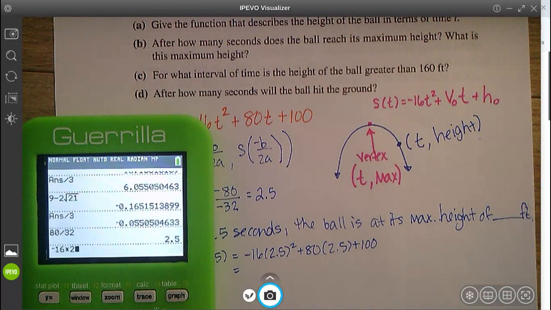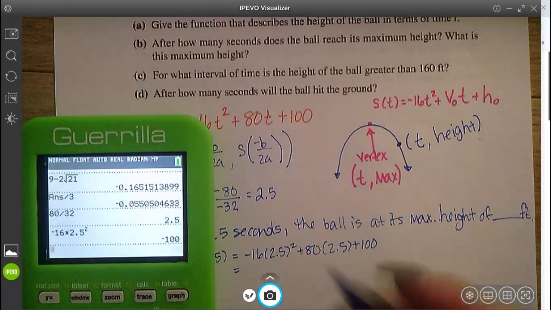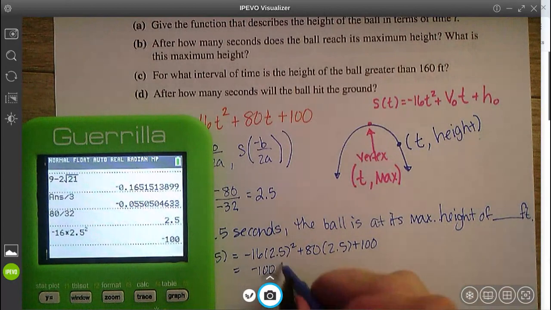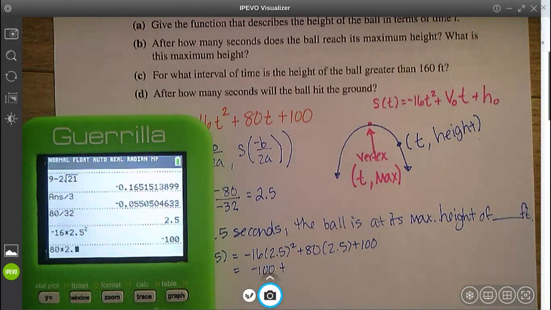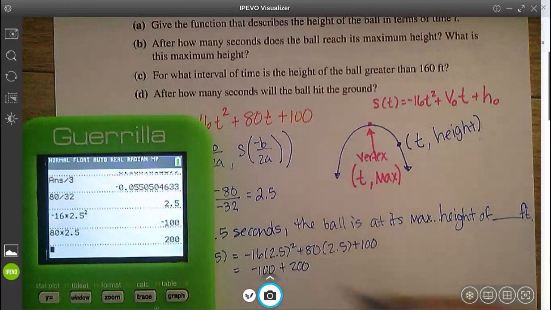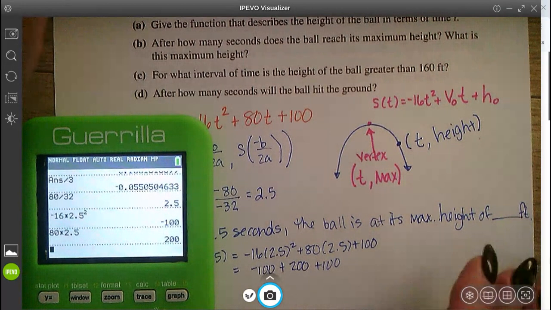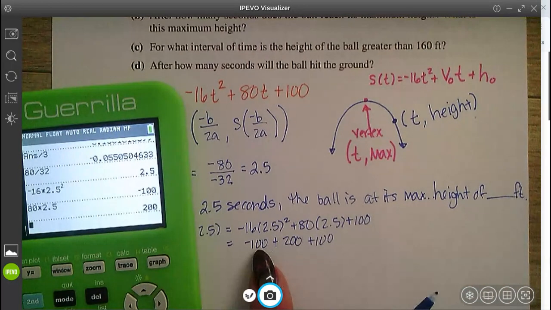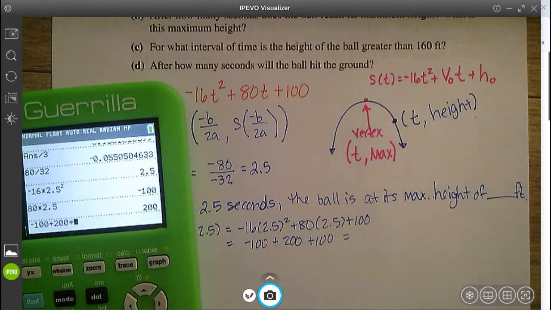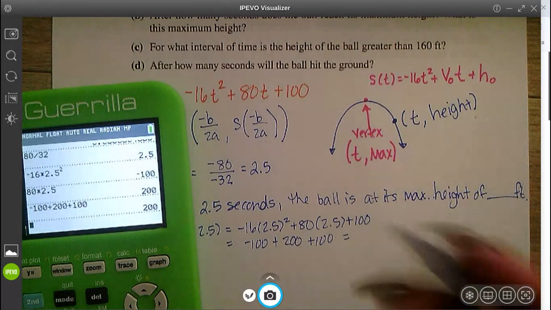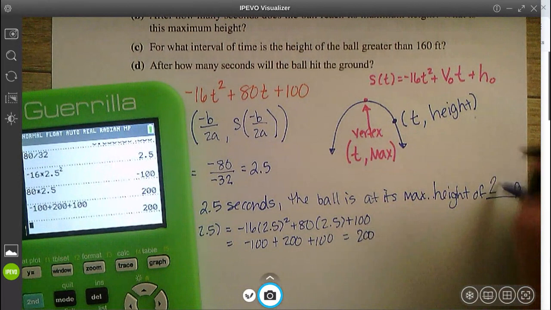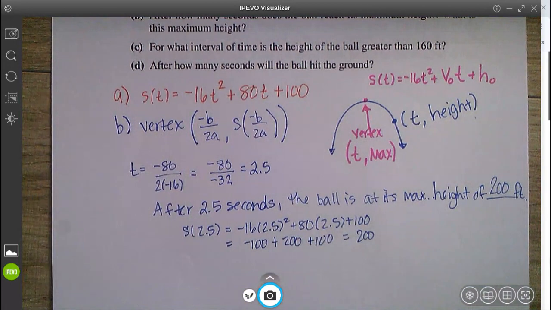Negative 16 times 2.5 squared is negative 100, plus 80 times 2.5 is 200, plus 100. Hey, remember when we sub those in, these two should be opposite signs and one should be twice as big, and that worked. So that is negative 100 plus 200 plus 100 makes 200, right? So the maximum height would be 200 feet, and it happens after 2.5 seconds.